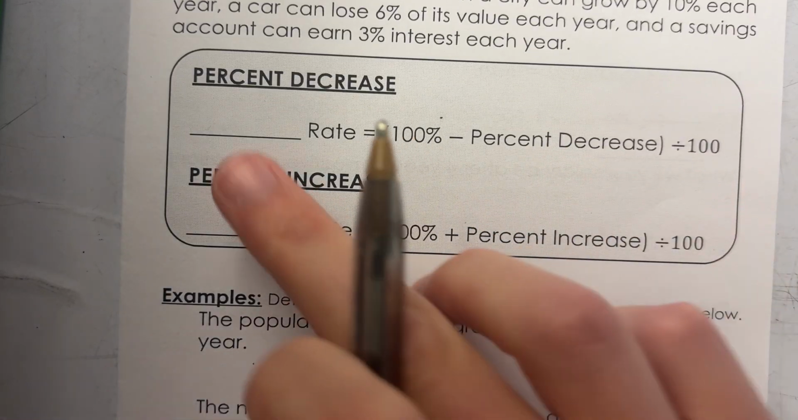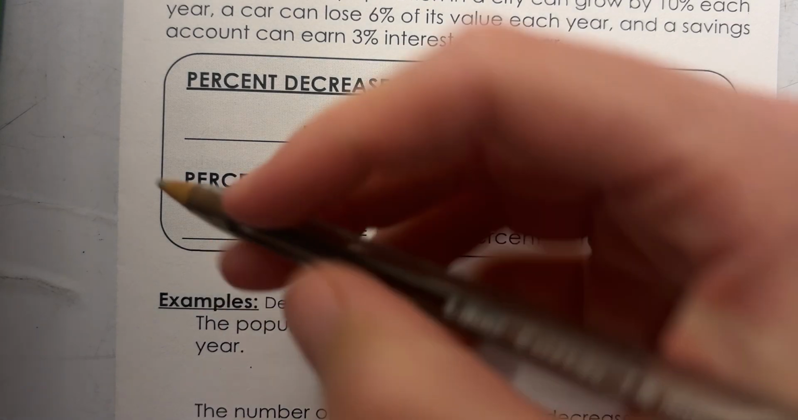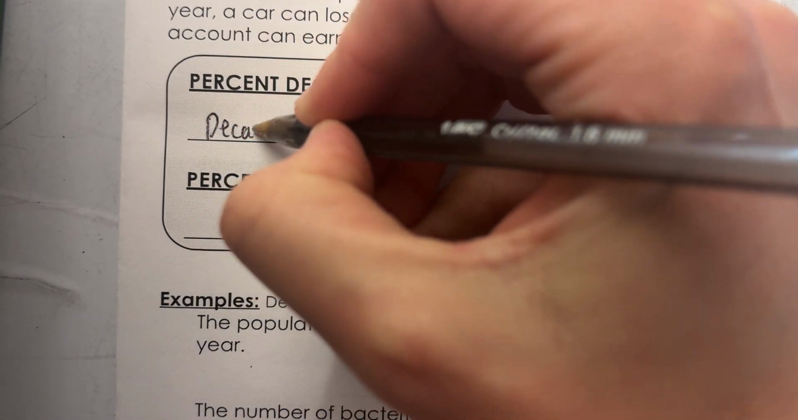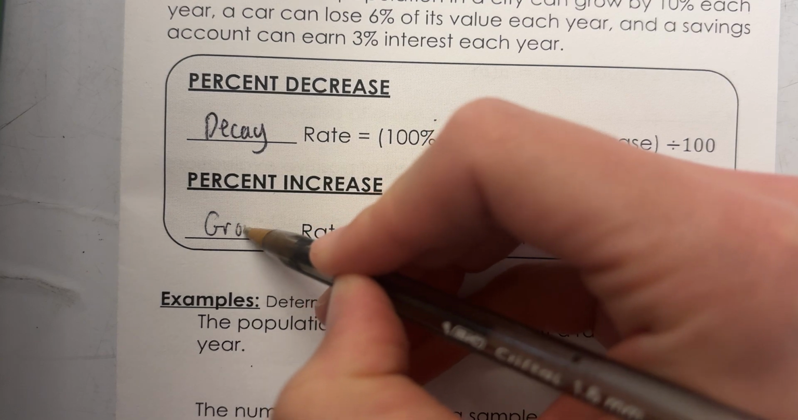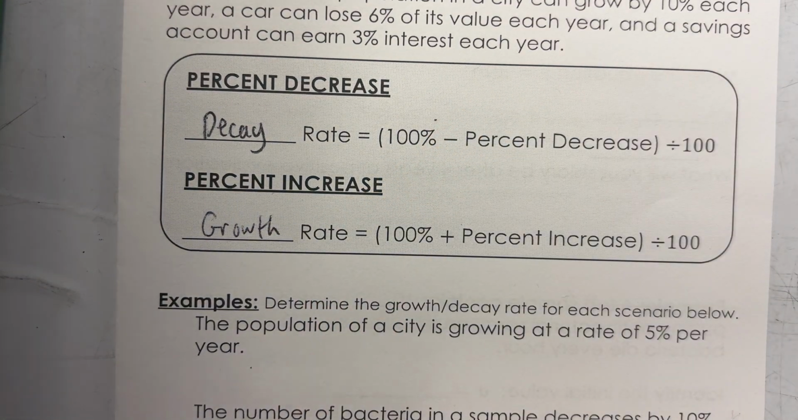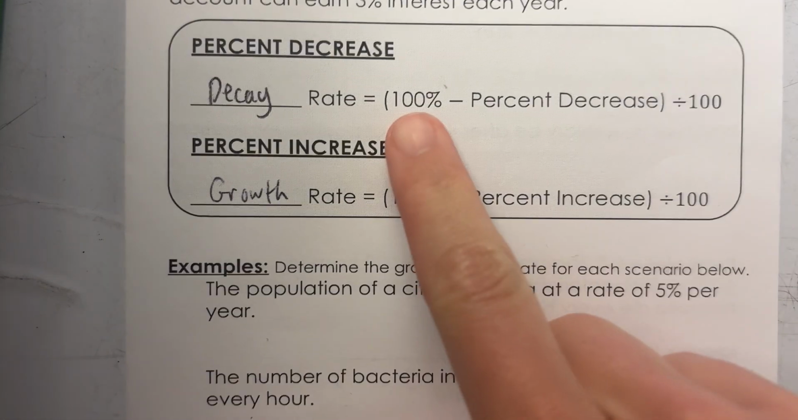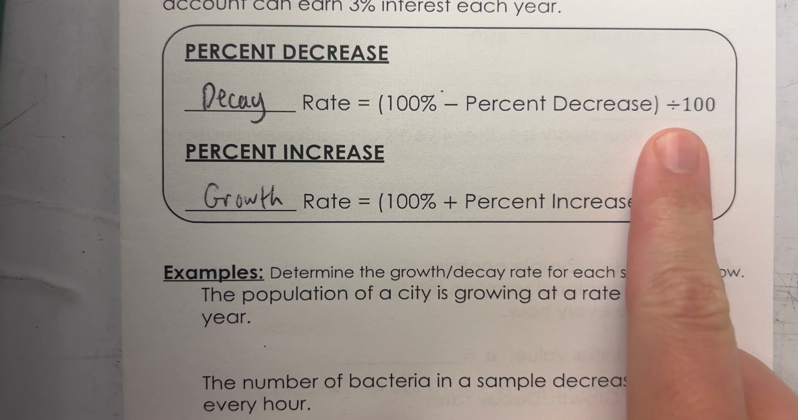We're going to be talking both about percent decrease, where a number is getting smaller, which we call a decay rate, and a percent increase, where a number is getting bigger, and we have something called a growth rate. Here's an example of how to use this kind of formula to figure it out.